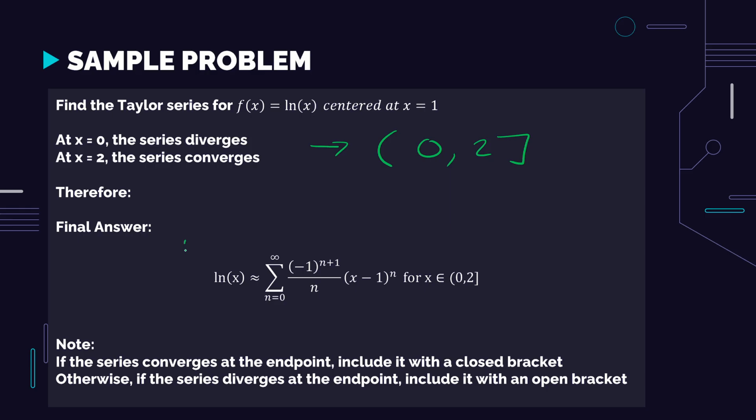And the final answer will be this one. Our f of x, which is ln of x, is approximately equal to the summation from n equals 0 up to positive infinity of negative 1 raised to n plus 1 over n, times the quantity x minus 1 raised to n, for x an element of 0 up to 2, excluding 0 and including 2: parenthesis 0 up to 2 bracket.